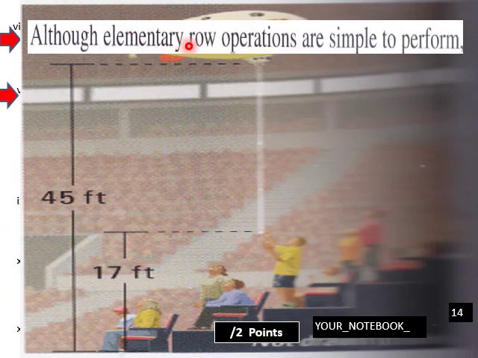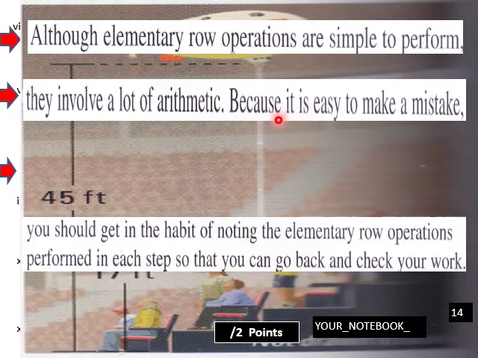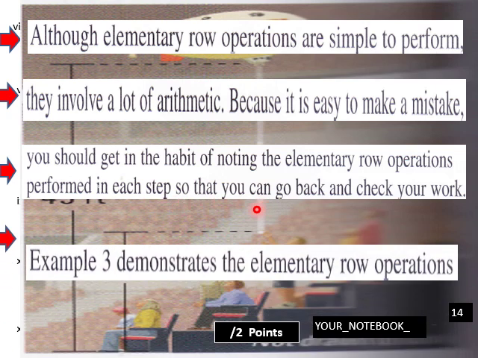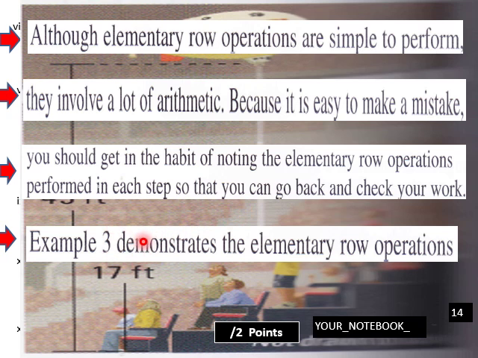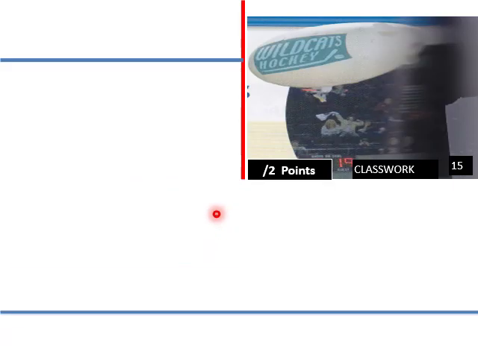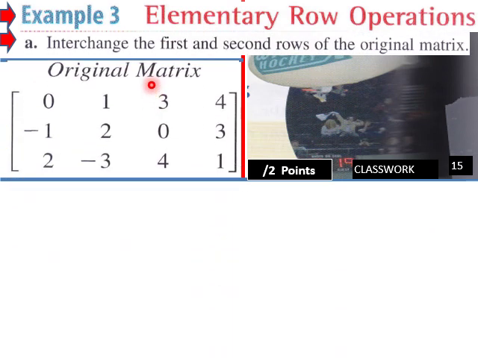Although elementary row operations are simple to perform, they involve a lot of arithmetic. Because it is easy to make a mistake, you should get in the habit of noting the elementary row operations performed in each step so that you can go back and check your work. Example 3 demonstrates the elementary row operations described above. On to example 3 now, that will go into elementary row operations.